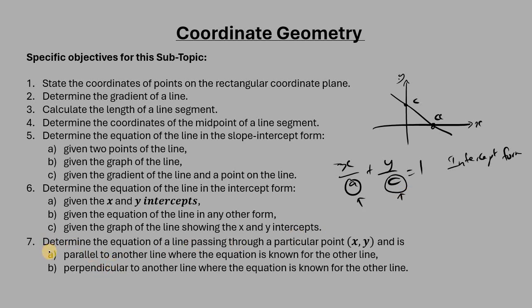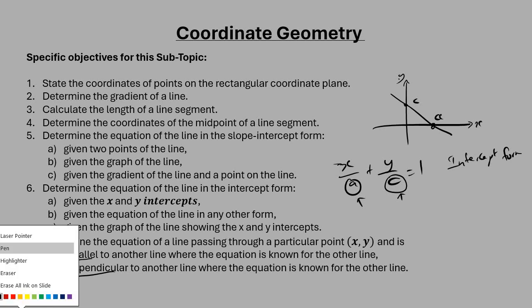All right, and we also want to know how to find the equation of a parallel line, given a point on the parallel line to another line. We also want to find the equation of the perpendicular line to another line, given a point on that perpendicular line. And that's about it for that.